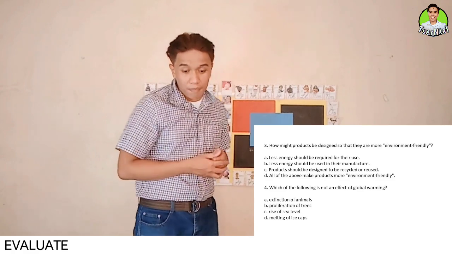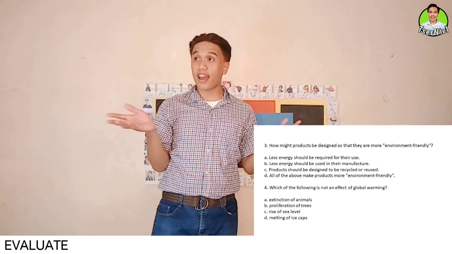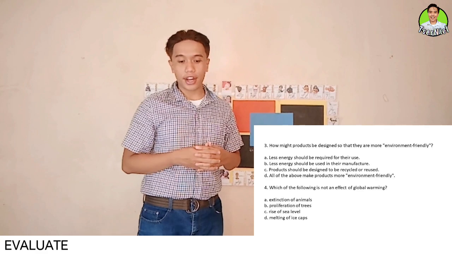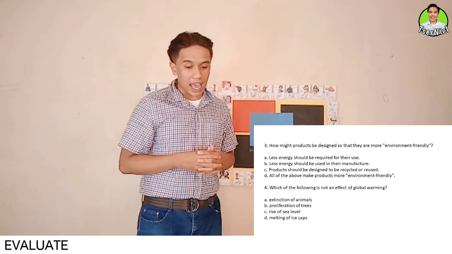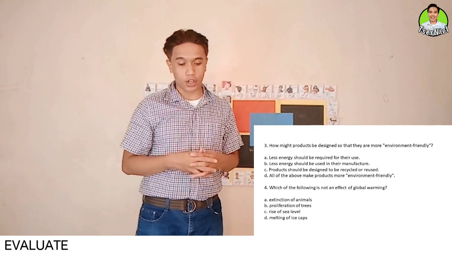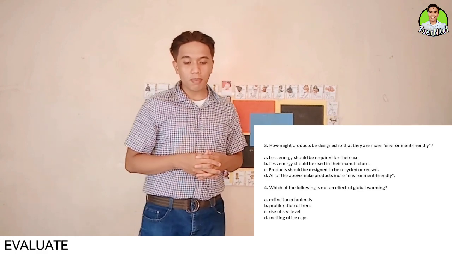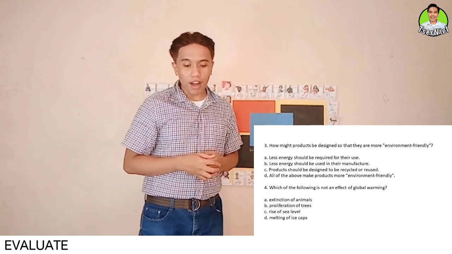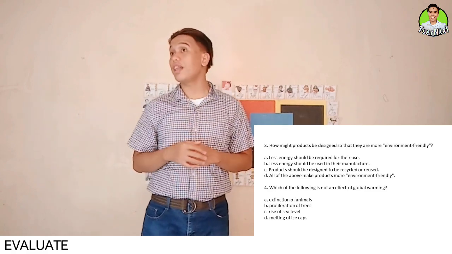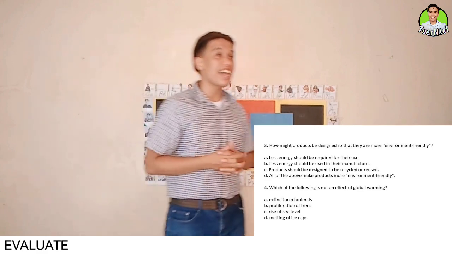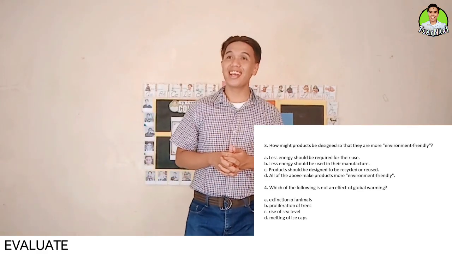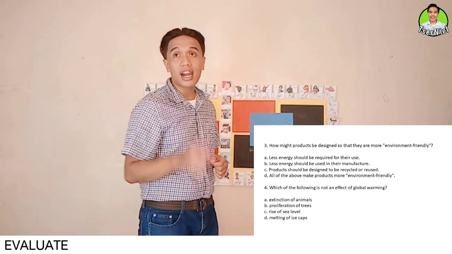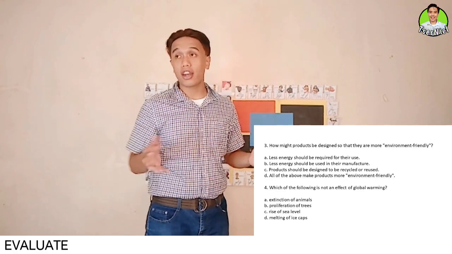Number three. How may products be designed so that they are more environment friendly? A. Less energy should be required for their use. B. Less energy should be used in their manufacture. C. Products should be designed to be recycled or reused. Or letter D. All of the above makes products more environment friendly. What do you think is the answer? Yes, it is still letter D, because all of those characteristics make products environment friendly.